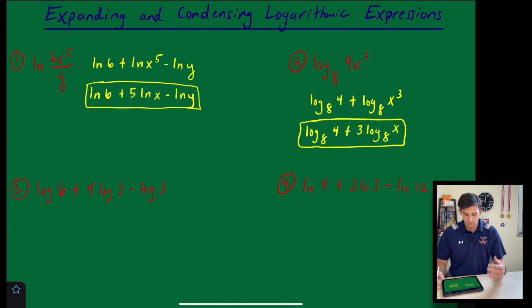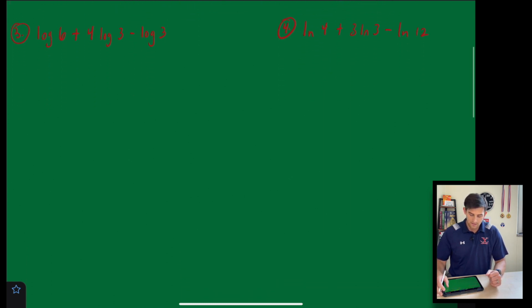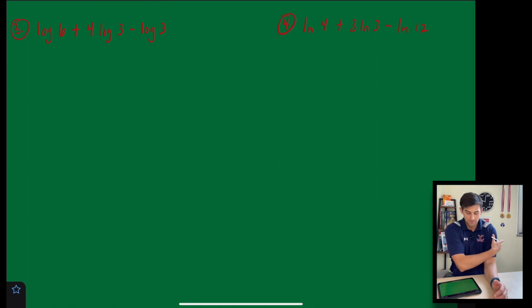Now for 3 and 4, we're going to condense. So we'll go ahead and give us some room down here at the bottom. So for number 3, we have log of 6 plus 4 log of 3 minus log of 3. So we notice here that we have addition happening. But before we do that, notice that we have a 4 times log of 3.